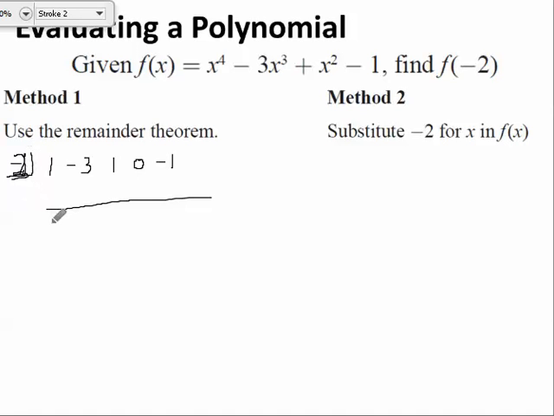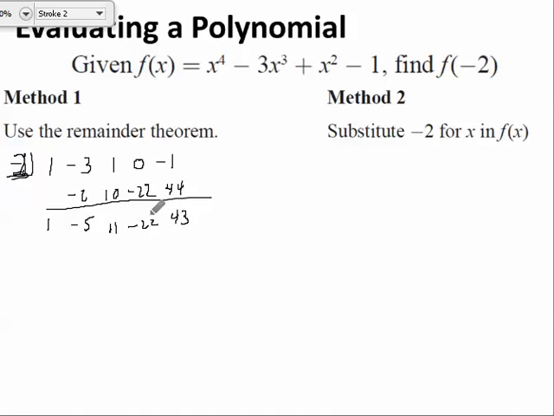We're going to bring down the 1 to begin with, multiply it times the minus 2. Add these two, get a minus 1. Multiply it times minus 2, we're going to get a 2. Add these two, 3. Multiply times negative 2, you get a negative 6. Add these two, you get a negative 6. Multiply times negative 2, you get a 12. Minus 1 is an 11.